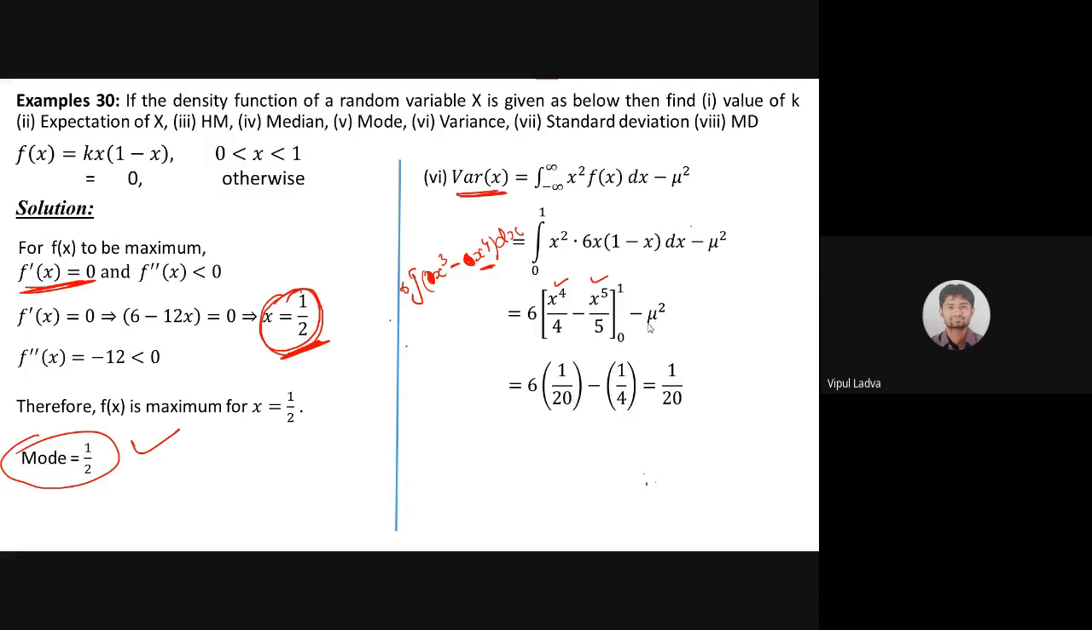So 6 times 1 by 20 minus 1 by 4 will leave. Okay, why 1 by 4? 1 by 4 is for the mu. हमको पता है mu की value 1/2 है, 1/2 the square, it will be 1 by 4. And solving this, I'm having 1 by 20 as a fraction. So 6 times 1 by 20 minus 1 by 4 will lead us to 1 by 20. So 1 by 20 will act as a variance. This is a simple calculation. I'm not worried about this particular. All of you are quite good to solve this kind of fractions, okay?